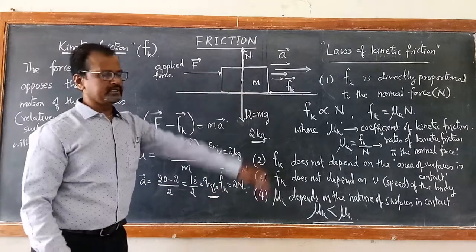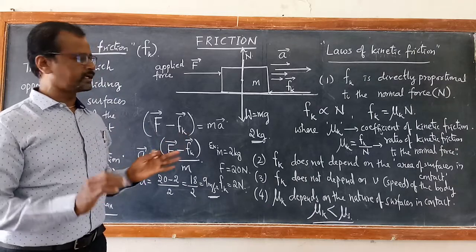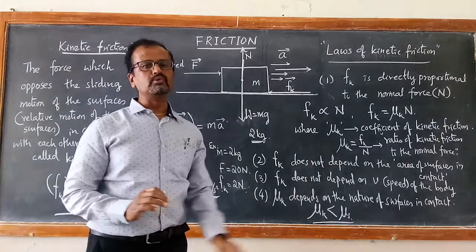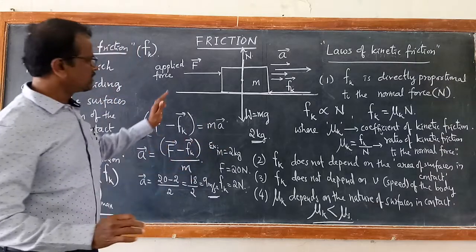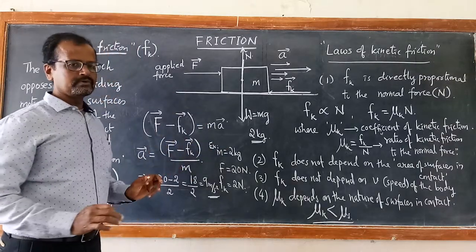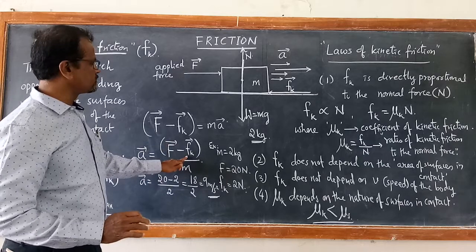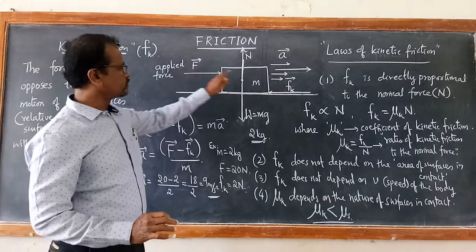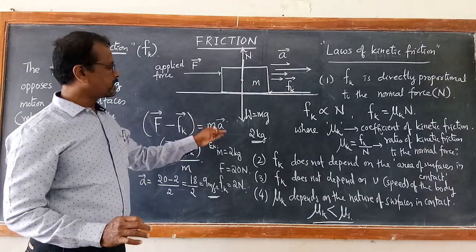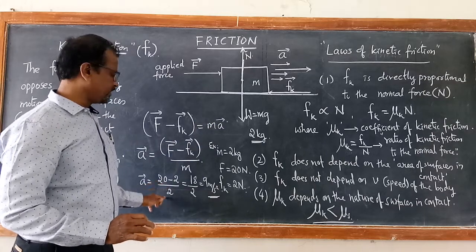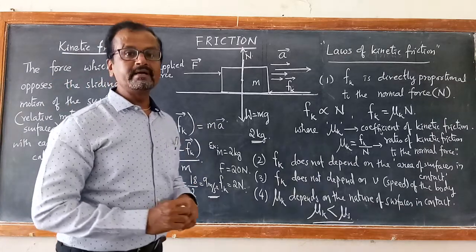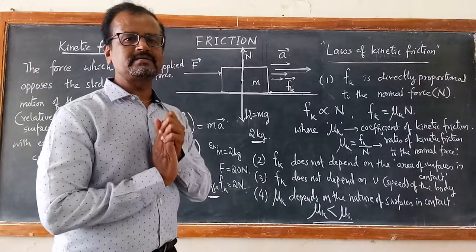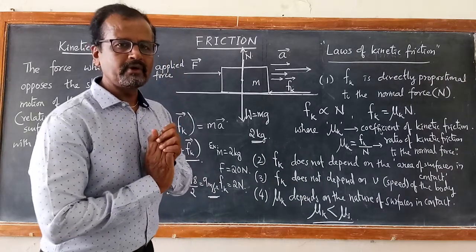If the surface would not be having any friction, if the surface would be smooth enough, if it is a frictionless surface, then Fk would be 0. In that case, if Fk is 0, then what happens? F is equal to ma. Then acceleration would be 20 by 2, then it would be 10 meter per second square. I think you got the point.